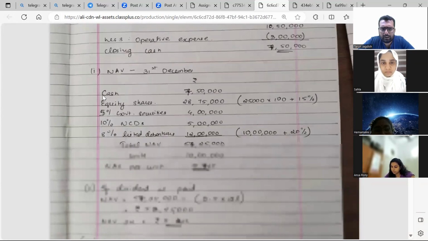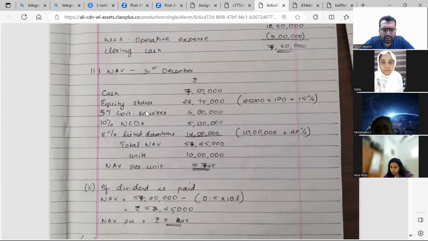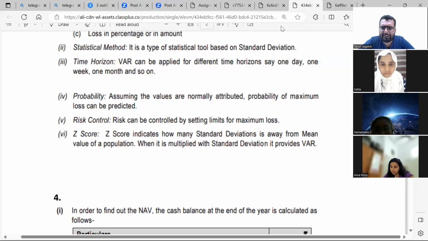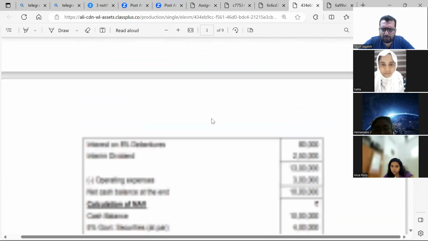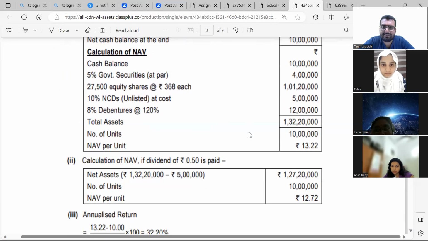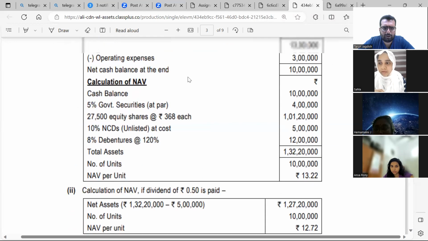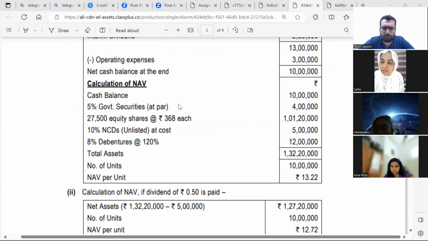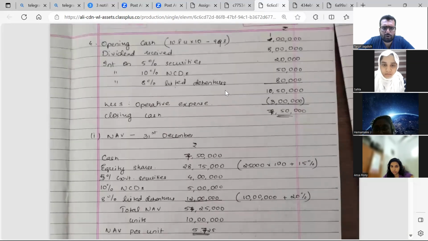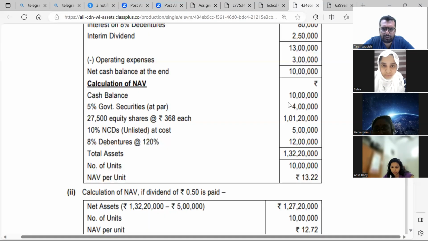All right. Then if you come down, NAV 31st December, cash, equity share, government security, you get 5.725. What is the answer here? Let's cross check. Answer is 13.22. So you have gone wrong somewhere. Just cross check that part once again. Maybe you have not put the closing cash. You got the closing cash at 7,50,000 here.